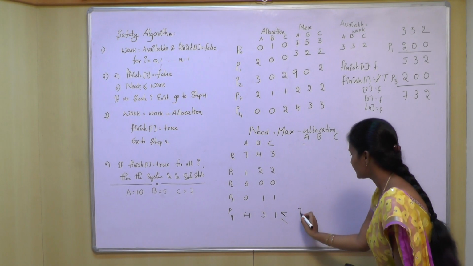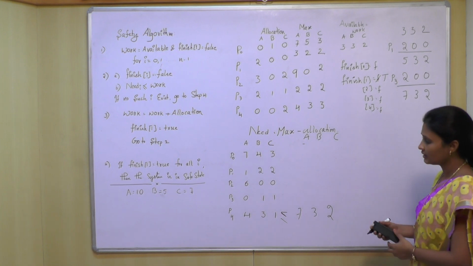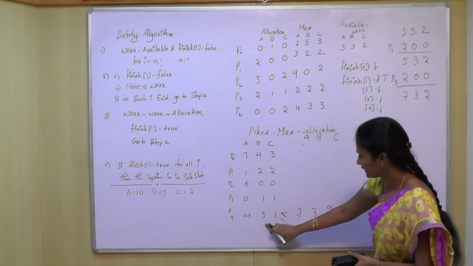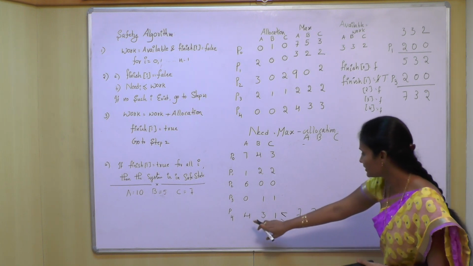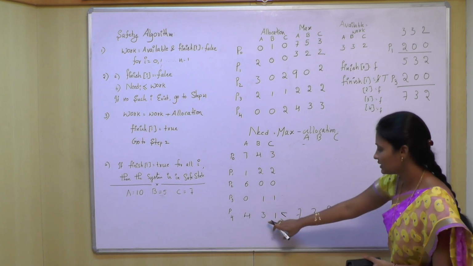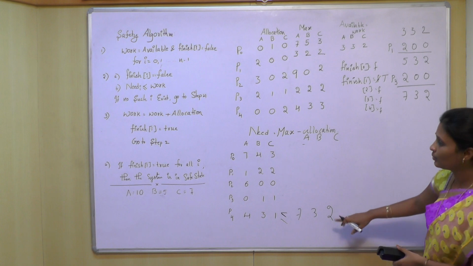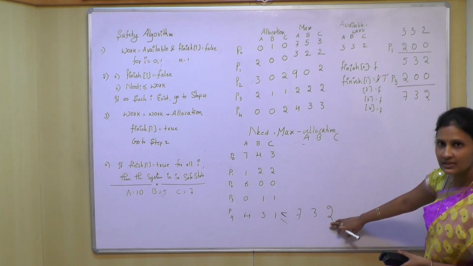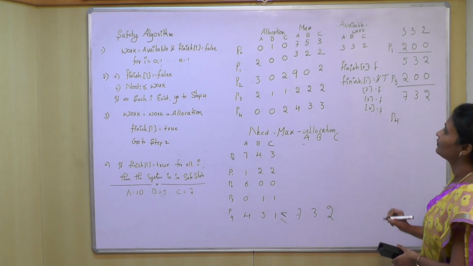With 7, 3, 2 available, the need of process P4 is 4, 3, 1. This is less than or equal to 7, this is less than or equal to 3, and this is 2. Now we move to process P4. It satisfies the condition. Now we will add the P4 values.